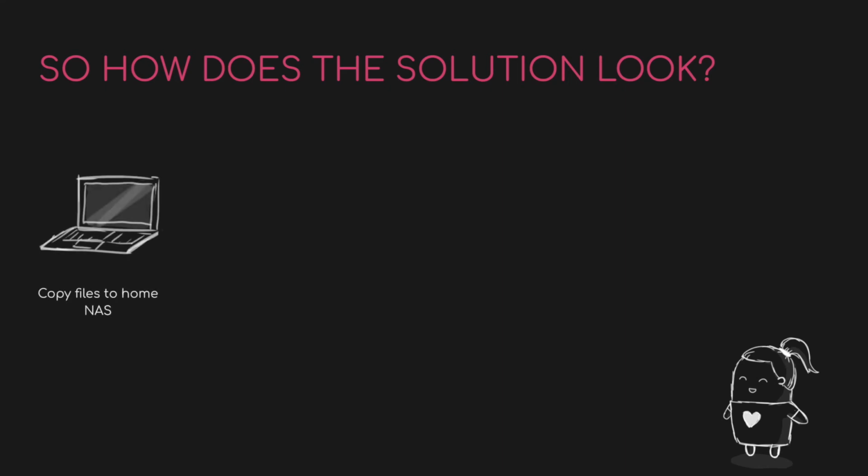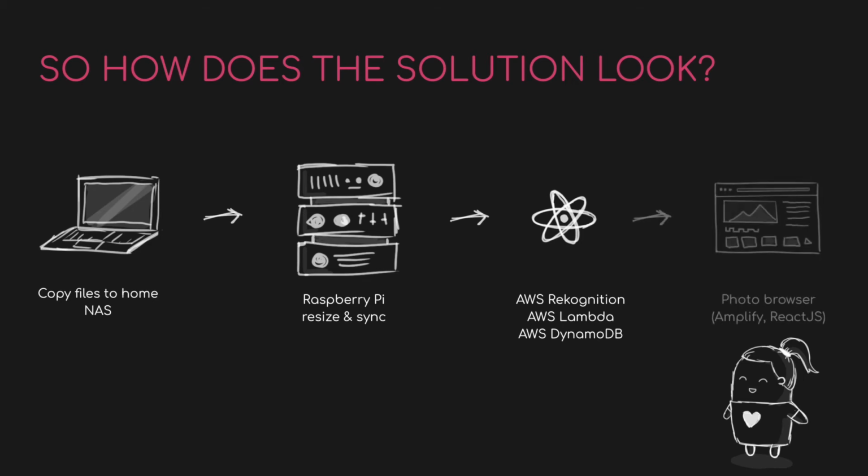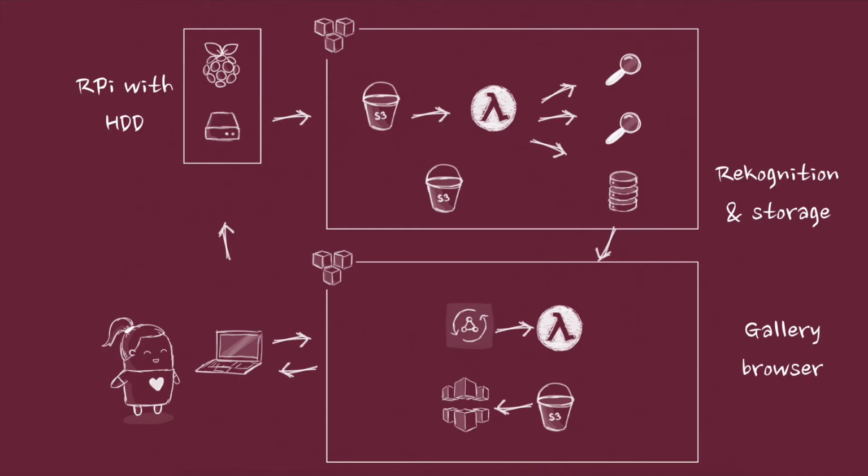So how does the solution look right now? We copy the files on the network drive. The Raspberry Pi is handling the syncing. Then we run the recognition, the Lambda function, and then store all the data in DynamoDB. And then with the help of Amplify and React.js, we have this photo browser.